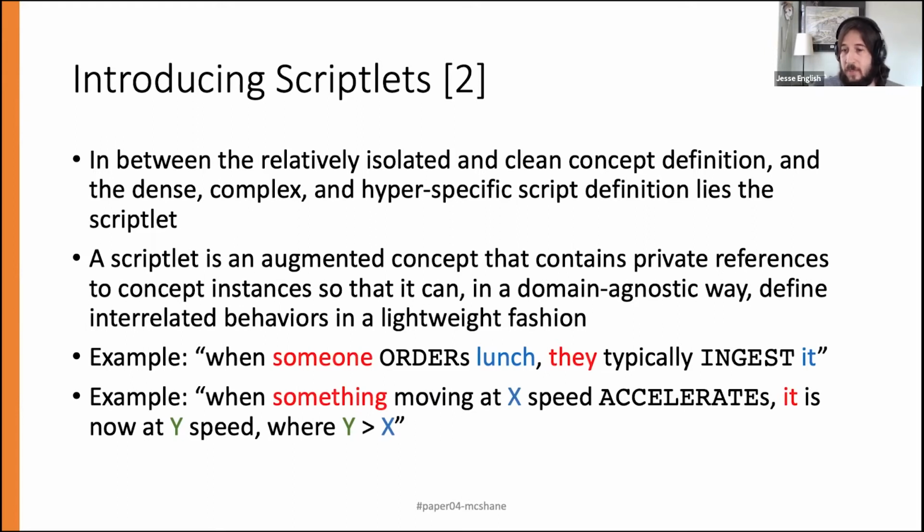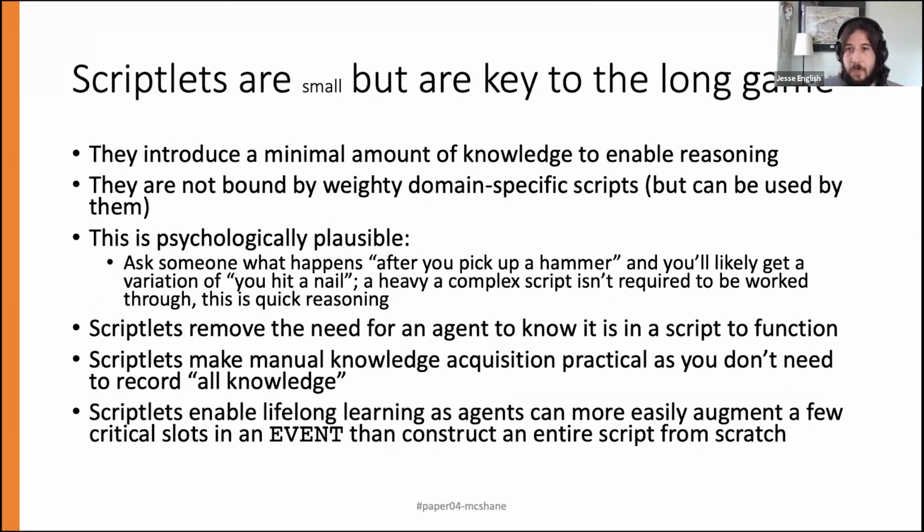You could do it with something like a change event as well, such as acceleration, where if something is moving at a certain speed and then it accelerates, it's now moving faster. Basic knowledge, but it requires the interrelation of multiple instances of knowledge to really demonstrate that to the agent in a uniform way. So we think, and show, that these scriptlets are small, but they're one of the keys to the long game of knowledge engineering for AI, right?